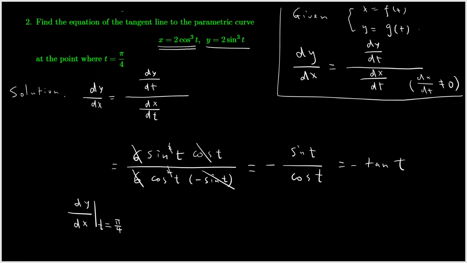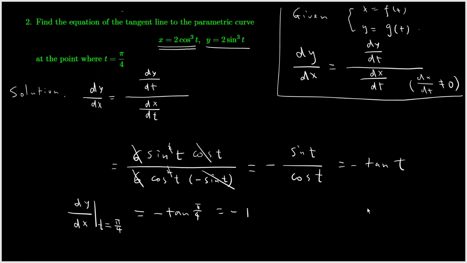I said the meaning of the notation. I'm going to repeat. This notation means the derivative of y with respect to x when t value is pi over 4. This is a number. So you plug t value of pi over 4 into dy over dx. So you have negative tan of pi over 4. This trig value is so famous, right? Tan of pi over 4 is 1. So you have negative 1. This one is the slope of the tangent line.